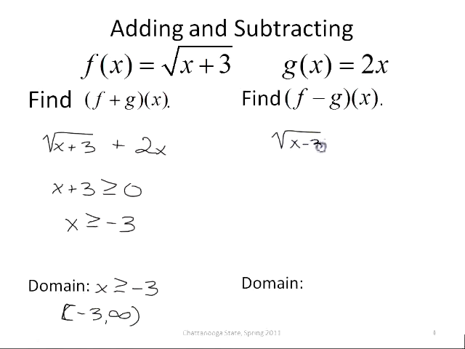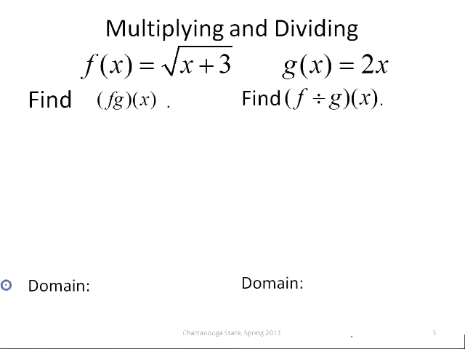If I do subtraction with the same two functions, the only thing that's going to be different is the subtraction symbol before the 2x. So the domain, of course, would still be the same, because I still have to avoid the x minus 3 being negative. Oops, that's not a minus 3, that's a plus 3. I'm sorry. X plus 3 can't be negative.